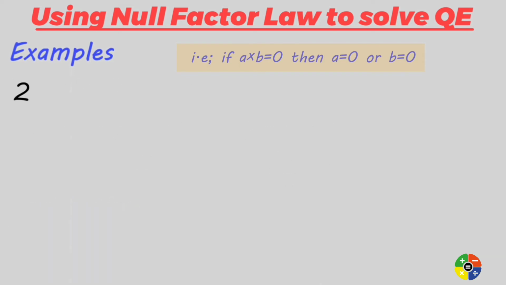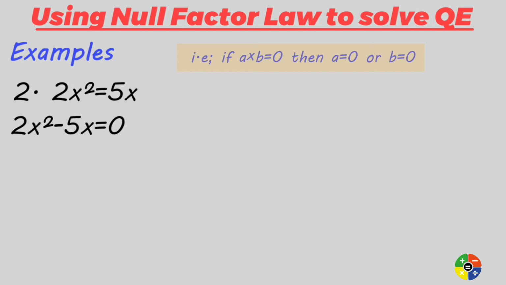Next, 2x squared is equal to 5x. How do we solve for x in this equation? You may be tempted to divide both sides by x, but remember that we are not allowed to cancel out a common variable in the equation, unless we are certain that the factors cannot be 0. Instead, we bring all terms to one side of the equation, the left-hand side more preferably, by subtracting 5x from both sides of the equation. This gives 2x squared minus 5x is equal to 0.